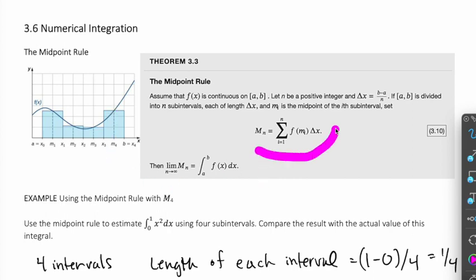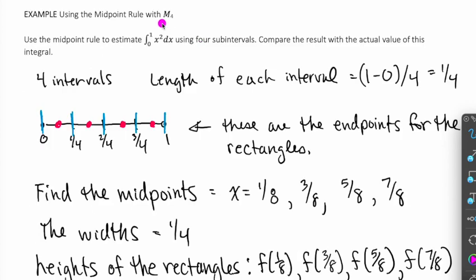And so here is our midpoint rule. We're going to use the given function to evaluate our midpoints to find the height of the function. We're going to add those all up and multiply by the width, and that will give us the total area as an approximation. Now this notation here means we're using the midpoint formula, and we're going to use 4 intervals. So using the midpoint rule, we're going to estimate the area under the curve between 0 and 1 of x squared, and we're going to use 4 subintervals. We're going to compare the result with the actual value of this integral.